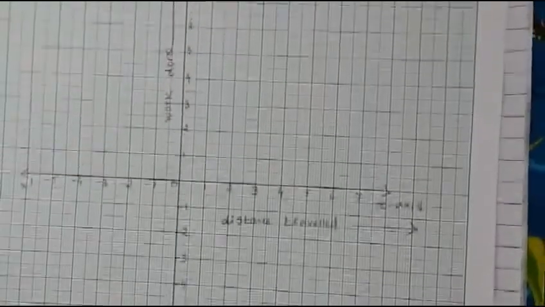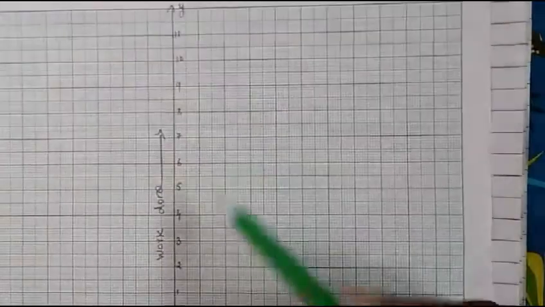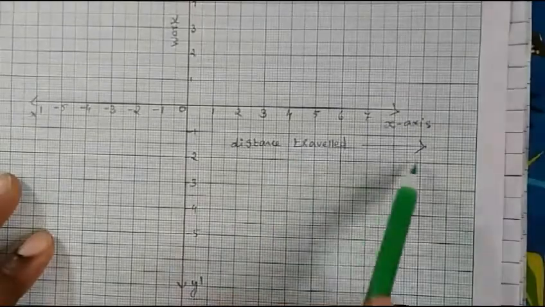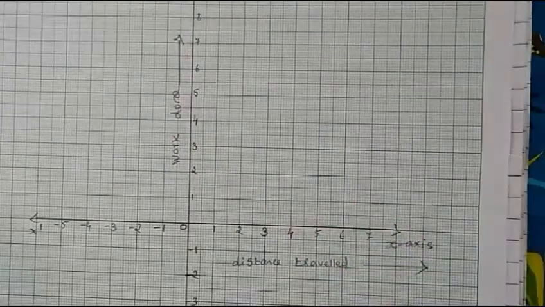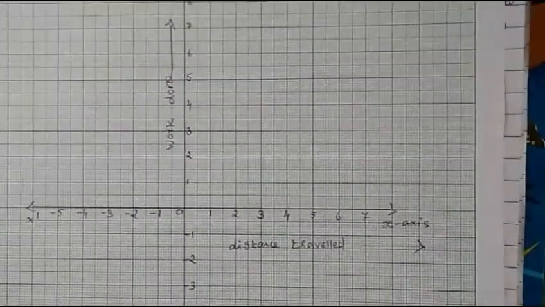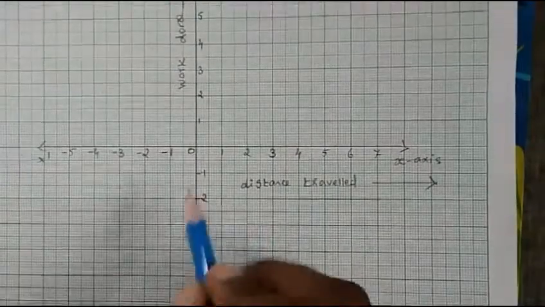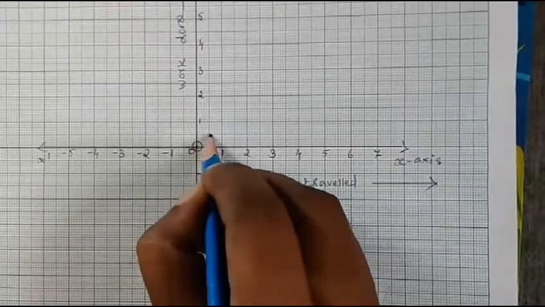So we have a graph here. This is our x-axis, x dash. This is our y-axis, and this is our y-dash axis. The x-axis is distance traveled by the body. The y-axis is work done by the body. So let's plot the graph. First we have 0, 0. For x, 0 is here, and for y also 0 is here. So the point comes here. 0, 0.